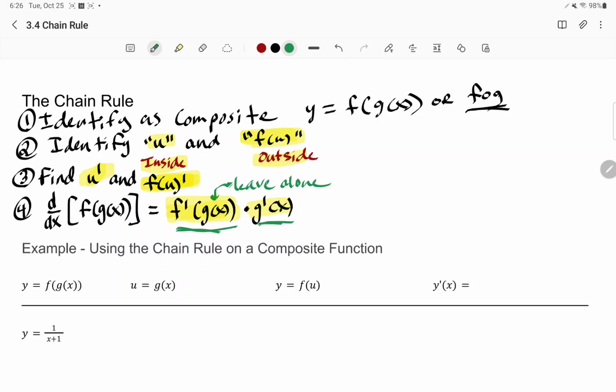I've heard it once said like this: imagine you have a mom that is expecting a child, so she's pregnant with a child, and the child is the inside function. So take the derivative of the mom, leave the baby alone, then multiply that by the derivative of the baby. So it's the derivative of the outside, leave the inside alone, times the derivative of the inside. Go ahead and write that down in whatever way would help you remember that, and then let's move on.